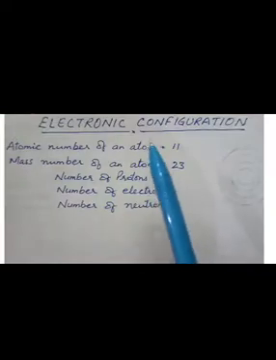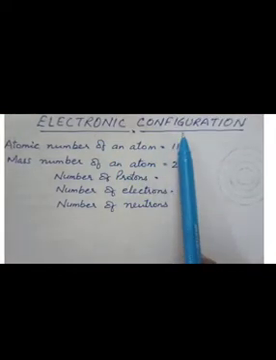Now children, today in this video we will continue the same chapter, that is your chapter number 4, atomic structure. And today we will learn about the electronic configuration. So let's start with electronic configuration. Okay, now what is electronic configuration?